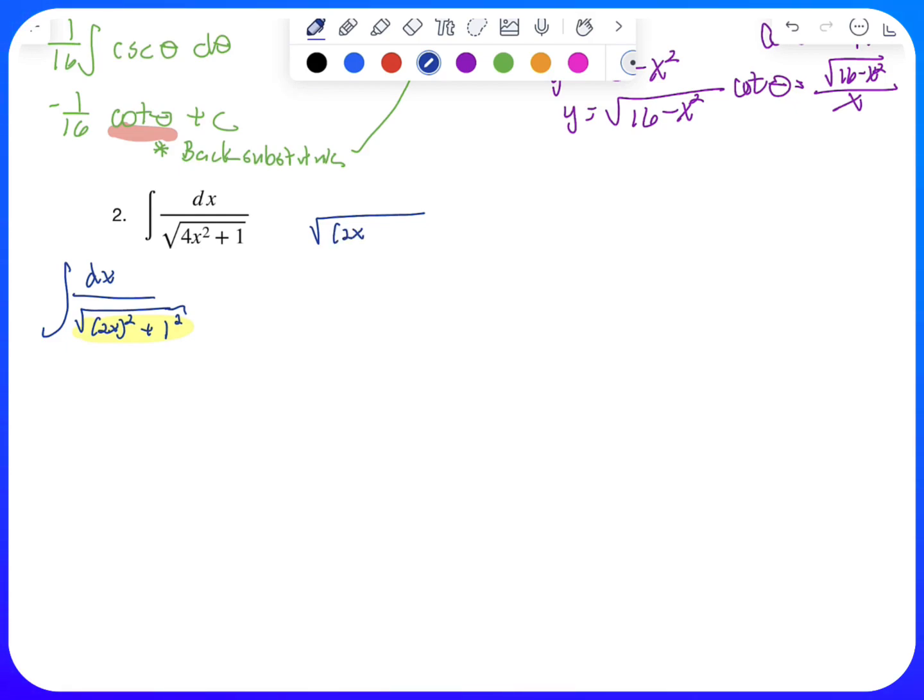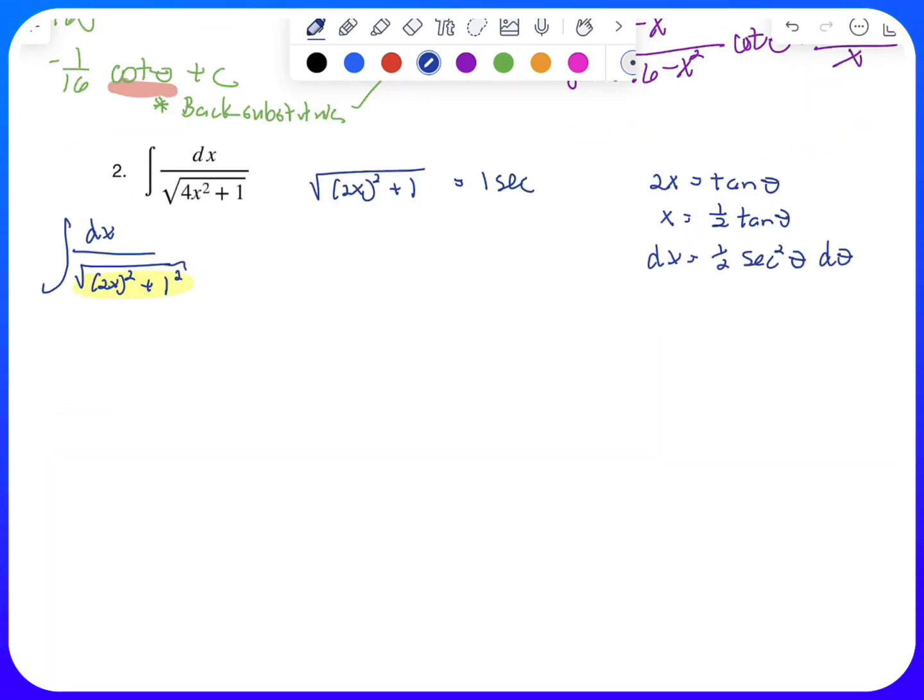And so if I'm using that u squared plus a squared method, I'm going to let u equal tangent of theta, but in this case u is 2x, so in reality x is equal to 1/2 tangent theta. And the derivative of 1/2 tangent theta is 1/2 secant squared theta d theta. Now, since 2x is equal to tangent theta, I know my square root is going to be equal to a times secant theta, which will just be secant theta in this case.